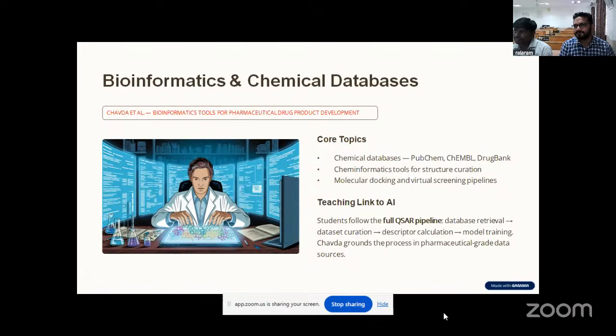So here what you have to do is take the molecule in our library and try to find out whether it is active in which models, which receptors, and at what XYZ while doing the docking. We can download the molecule or receptor from the PDB, use it, purify it, and see all the bondings and hydrogen donors. Then we can go for docking, whether rigid docking or non-rigid docking. So students follow the full QSAR pipeline: database retrieval, dataset curation, descriptor calculation, model training, and various grounds for the final docking tools.